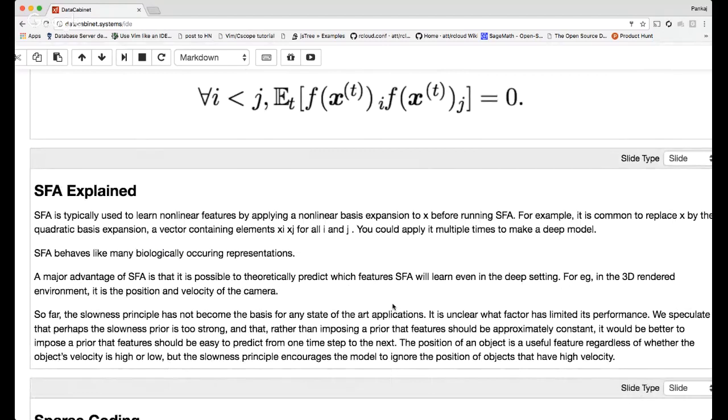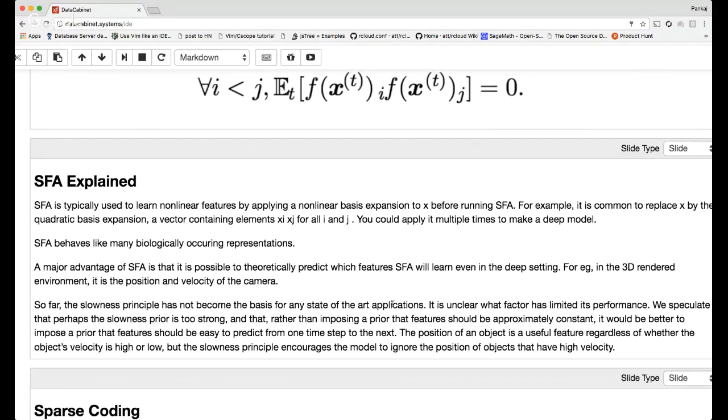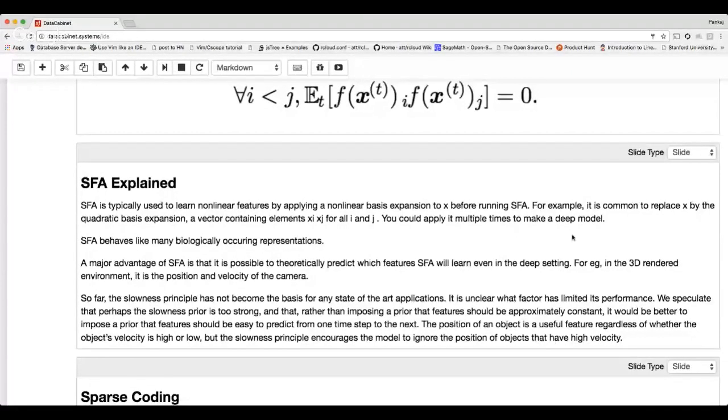The book also mentions that you can use it to capture nonlinear relationships as well. You take X and make a nonlinear expansion of it first. Like, you take x1, x2, x3, x4 and replace them by x1 multiplied by x2, and all possible multiplications, and then you put SFA on top of it. So then it can capture some nonlinear relationships as well.